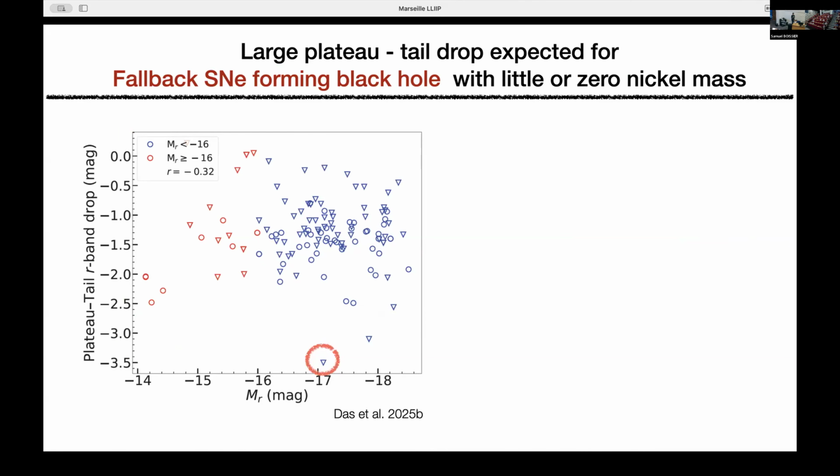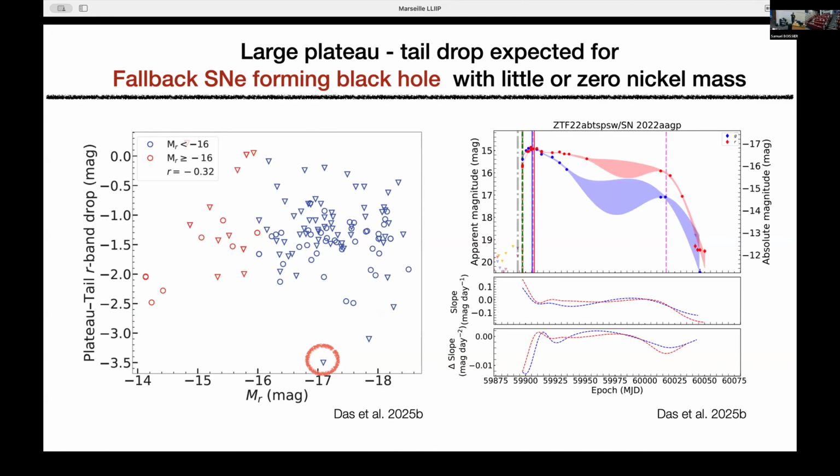Also, another goal was to look for very low nickel mass supernovae where you have a sharp drop from the plateau of the supernovae to the tail. And the idea is that if you have some sort of a fallback supernova forming a black hole, the nickel, which is in the inner part of the star, will also fall back to this black hole, and you'd end up with almost zero nickel. So we have a couple of candidates with a sharp drop from the plateau, but the limits are not deep enough to rule out very low nickel mass. Something which LSST would be amazing for.